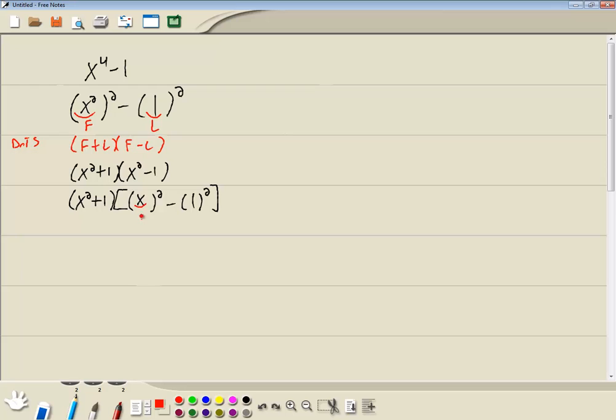So I'll label this as F for what's in the first set of parentheses. I'll label this as L for what's in the last set of parentheses. Now the x squared plus 1 just carries down. Can't drop it. And now everywhere there's an F, I'll plug in x, and everywhere there's an L, I'll plug in 1. So we've got x plus 1, and we've got x minus 1. And that would be our answer.